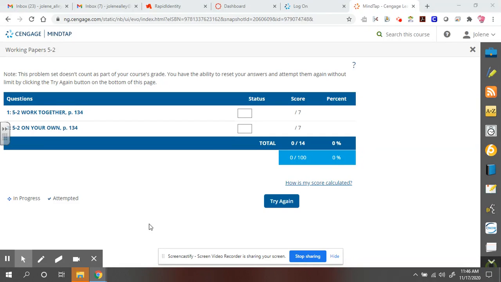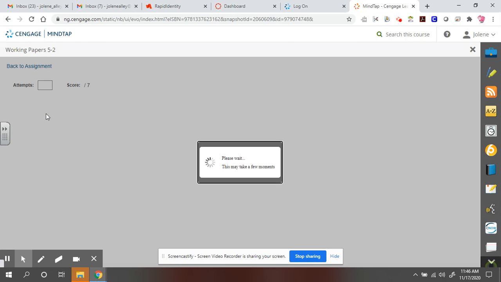Hello, Accounting One. We are in the book, chapter 5-2, Work Together. And with this, we are learning how to do bank reconciliations. So let's get into this.